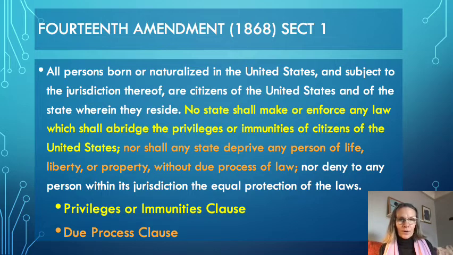A very important Section 1 of the 14th Amendment, very important. In the yellow is the Privileges or Immunities Clause, and in the orange is what's known as the Due Process Clause.